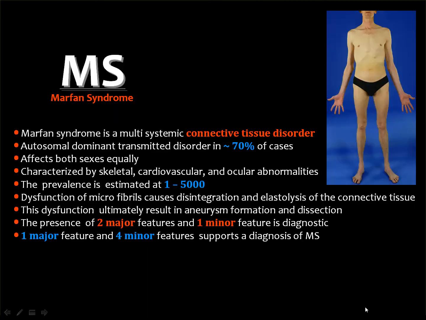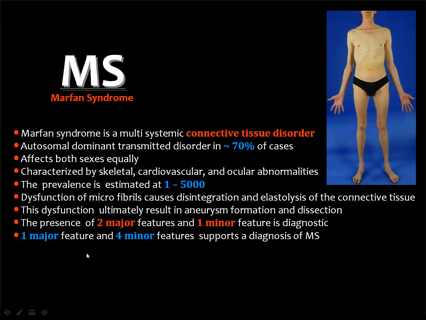Finally, we come to the Marfan syndrome, which is a multi-system connective tissue disorder. It is autosomal dominant, transmitted in about 70% of cases. It affects both sexes equally, and it has many manifestations throughout the body, including skeletal, cardiovascular, ocular, and other abnormalities. The prevalence is about 1 per 5,000 cases, and this is related to the dysfunction of the microfibrils, causing some disintegration of the connective tissue.